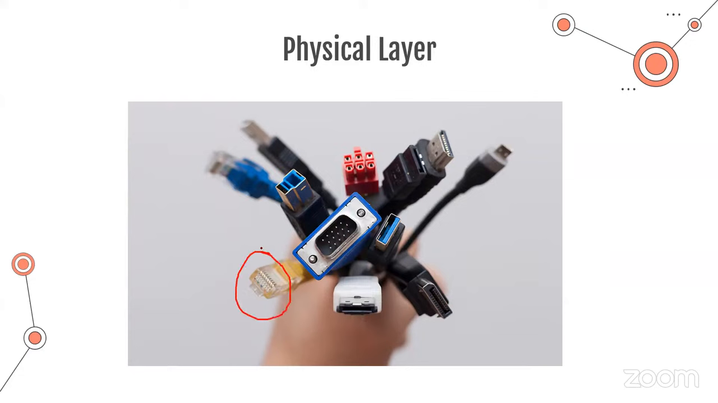You can see an RJ45 cable. I hope you would have seen this in your college days. You can see an HDMI cable. This is a fiber optic cable. And this is a DVI cable. So there are different types of cables, and these different cables have different speeds. In networking, we call the speed bandwidth. I'm writing the short form as BW.